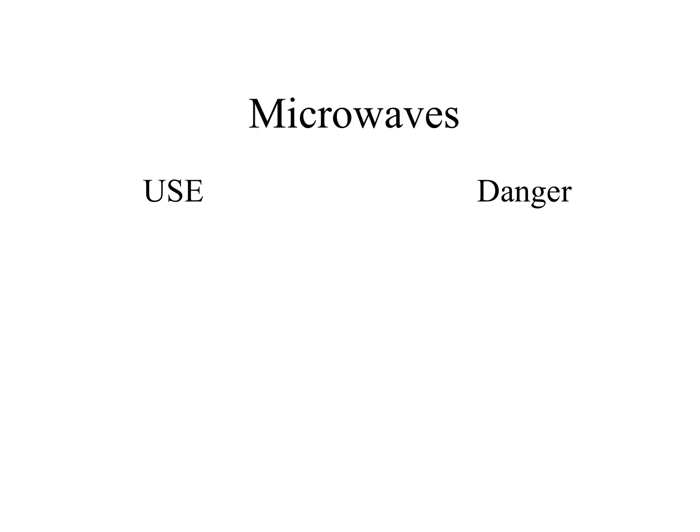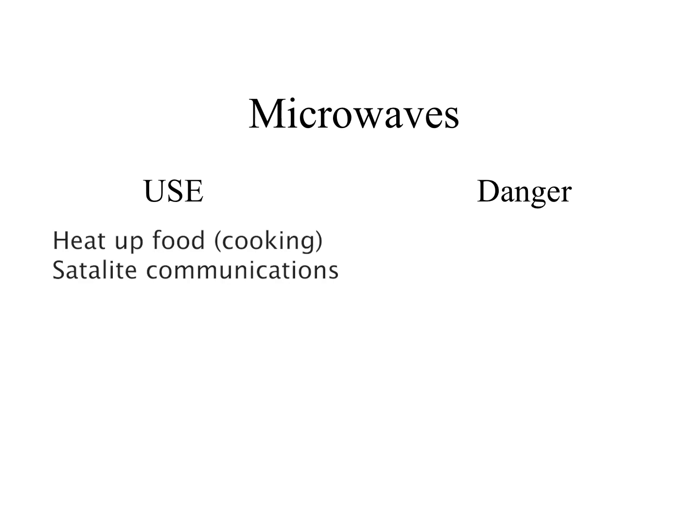One of the main uses of microwaves is to heat up food. So they are used in cooking, but they are also used in satellite communications. However, microwaves do have a danger that they can cause heating of internal body organs.